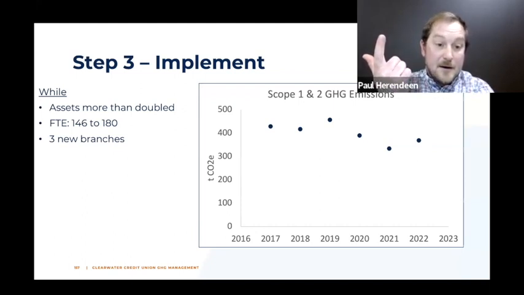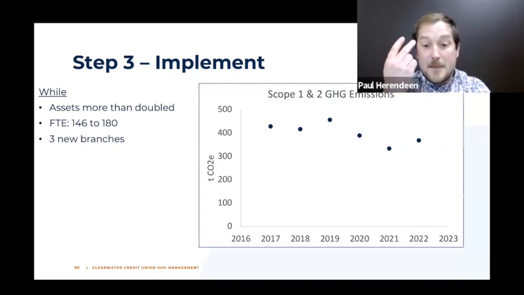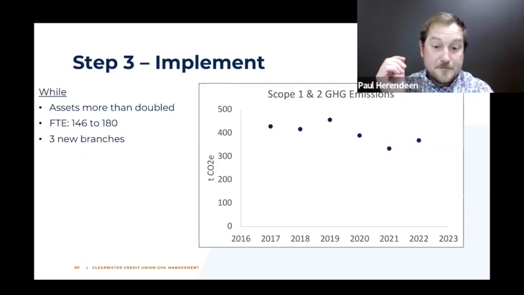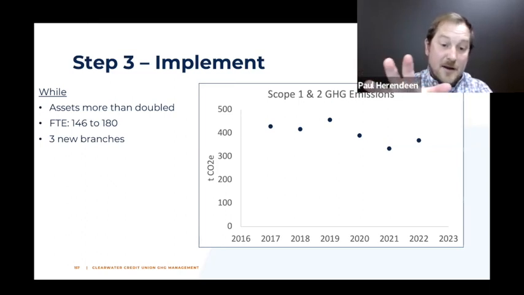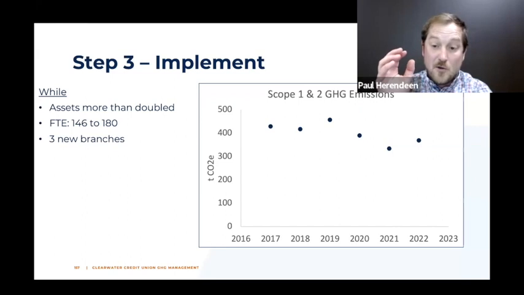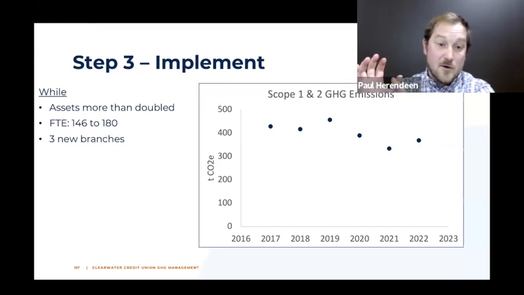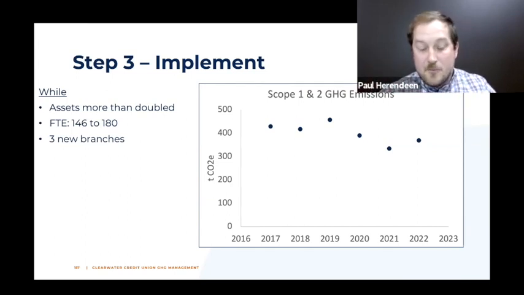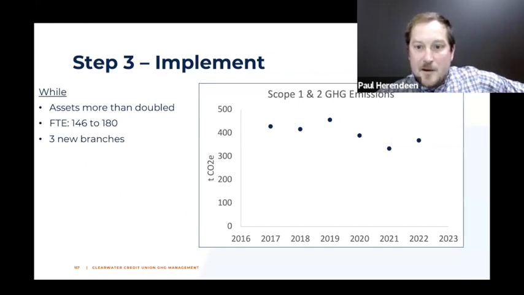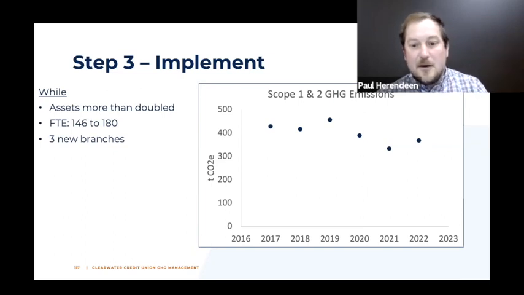We added, actually even more than this now, something like 30 new full-time equivalent positions, and we opened 3 new branches. Despite that, the graphic I'm showing here actually shows our total scope 1 and 2 emissions. It's not per FTE. It's not per $1 million under management. And the reason for that is that at the end of the day, what's really important is just the atmospheric concentration of greenhouse gases.